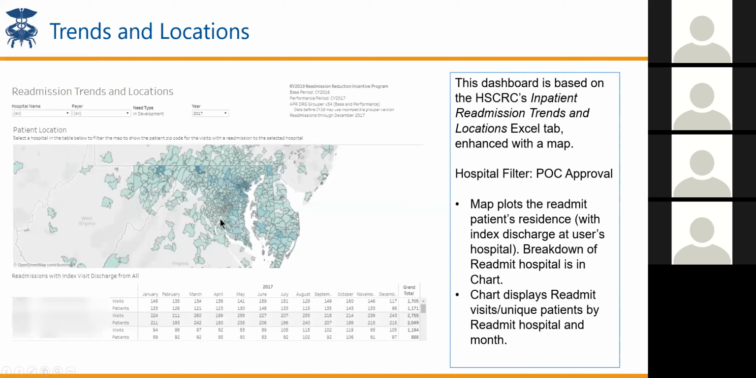Essentially, the map will plot the zip code residence of the patient with a readmission visit, where the index hospitalization is the hospital that the user is credentialed for. The map does not show the location of the readmit hospital. It shows the location of the patient on their latest claim that then gets readmitted with an index visit at the user's hospital. The chart below gives you that breakdown of the readmission hospital and shows you the readmission visits and the unique patients by the readmit hospital and by the month as you go from left to right.